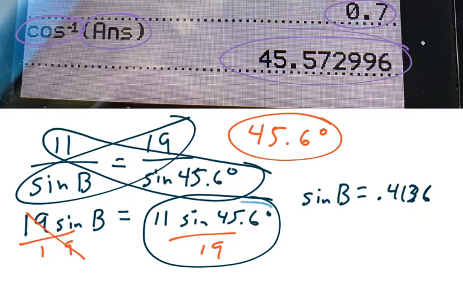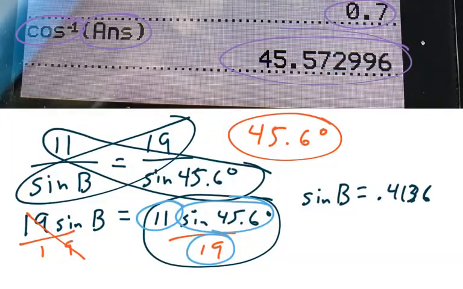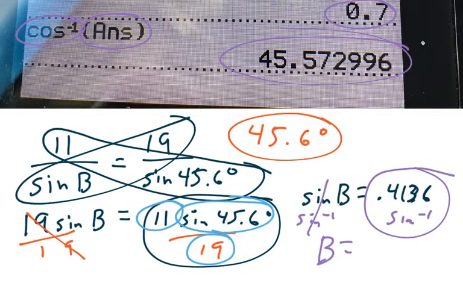So let's make sure we understand what I did. What I did was I did the sine of 45.6. I times it by 11. I divided by 19, right? Sine of 45.6 times 11, divide 19. Perfect so far. Now what? Well, hopefully you know this step now. I'm going to do the sine inverse on both sides, because getting rid of the sine, I now know what my angle B is. So once I do the sine inverse of that 0.4136, I'll be good to go.